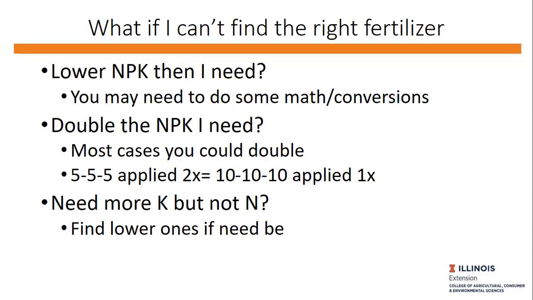What if you can't find the right fertilizer? Maybe it's a lower NPK than I need. That was the only one you were able to find. You may need to do some math conversions to actually get the right rate. What if you found a fertilizer, but maybe you need double the NPK? In most cases, you could double. If I only had a fertilizer that was a 5-5-5, I could apply this twice and get that 10-10-10 that I'm after applied just once.